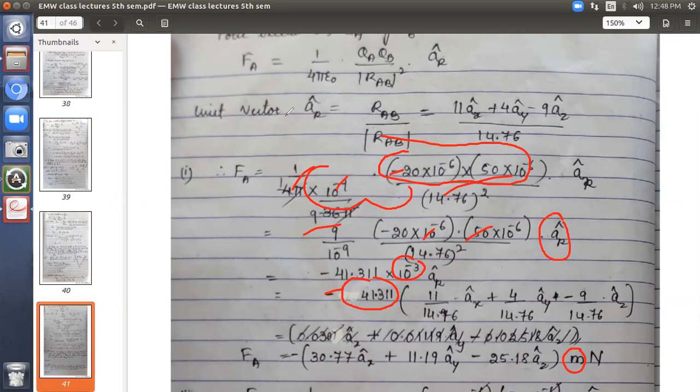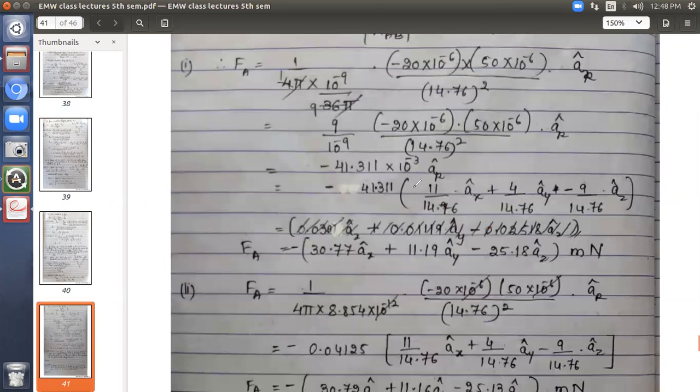So 41.311, I will get the whole calculation into AR. AR is your unit vector. Unit vector is this much with signs changed. Negative, negative, and the third value positive. If you use that, multiply again, this should be minus, minus, plus. This should be the change. Multiply this 11 divided by this. You will get minus into minus. The first term you will get it as positive.